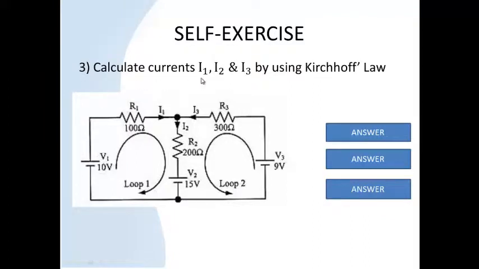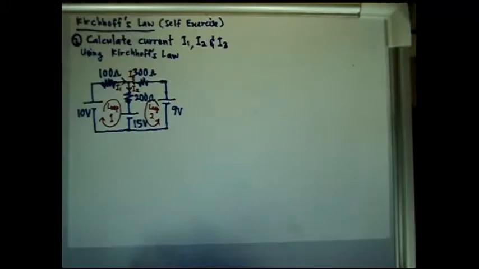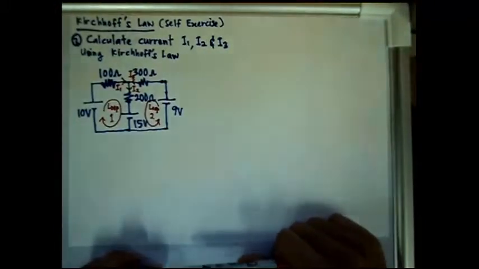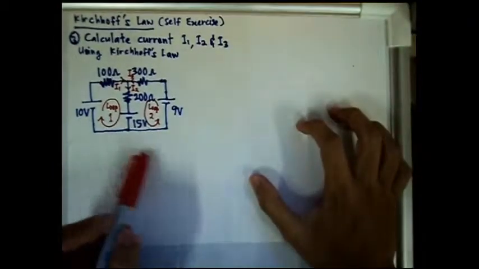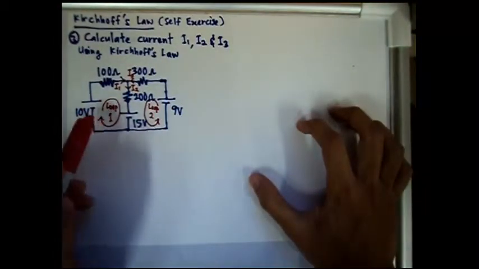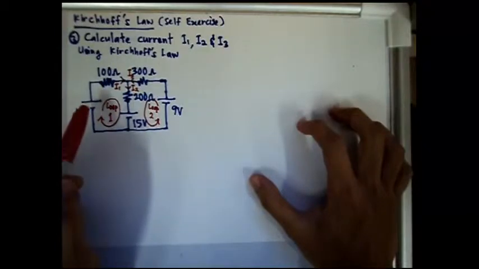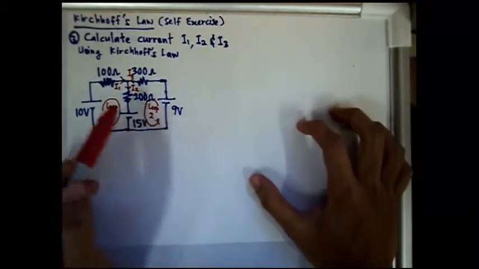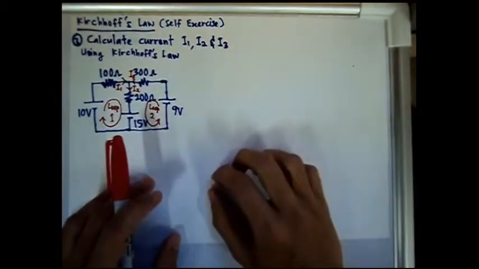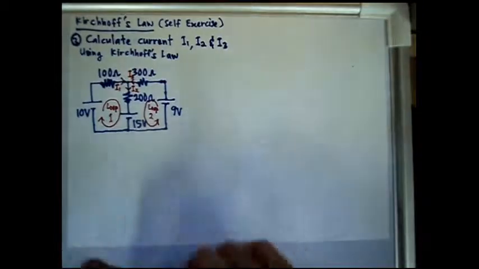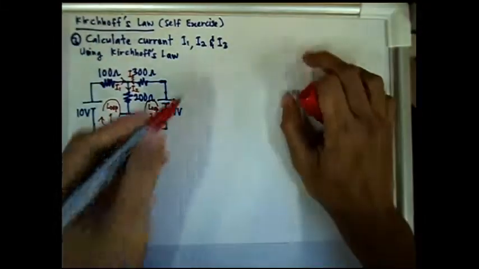Self exercise 3. Calculate currents I1, I2 and I3 by using Kirchhoff's law. In this video, I would like to share with you how to solve this question using Kirchhoff's law. Take a look here. In this question, those currents I1, I2 and I3 have been labeled on the circuit, and also the loop direction have been determined, so we will follow this label and the loop direction while we are solving this question. Now let's solve it step by step.